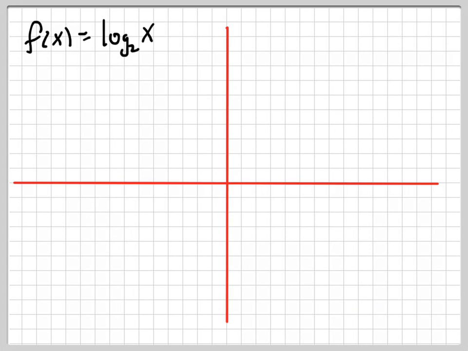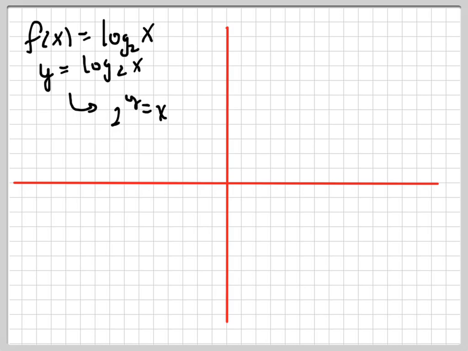So we're going to graph f of x equals log base 2 of x. First of all, remember what log base 2 of x means. This means that 2 to the whatever f of x is equals x. Let me rewrite that. Remember, f of x is just your y. So log base 2 of x is the same thing as saying 2 to the y equals x.